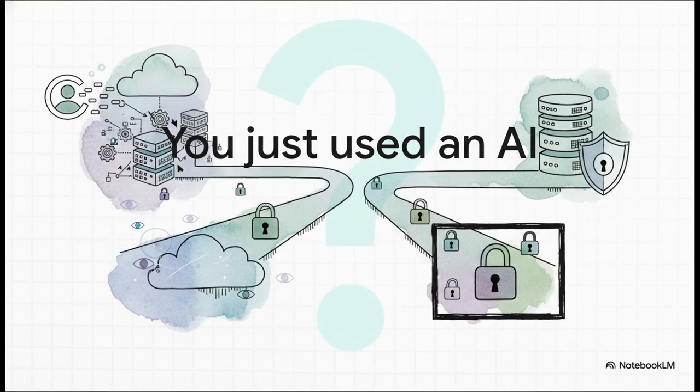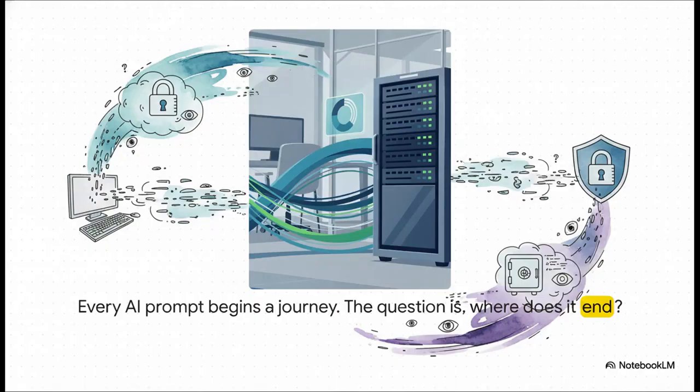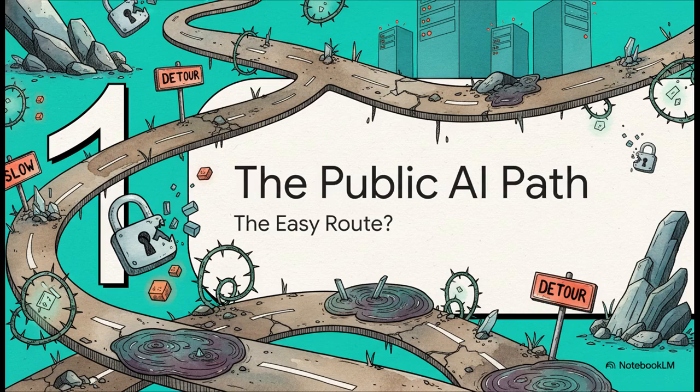So let's kick things off with a question that maybe you've never really stopped to think about. You just used an AI assistant, right? Do you have any idea where your data just went? You see, every single time you type a prompt, you're starting a journey for your data. It leaves your computer and heads out into the world. And the big question, the really crucial one, is where does that journey end? Because as we're about to see, it can take one of two very different paths, and each one has massive consequences for your security.